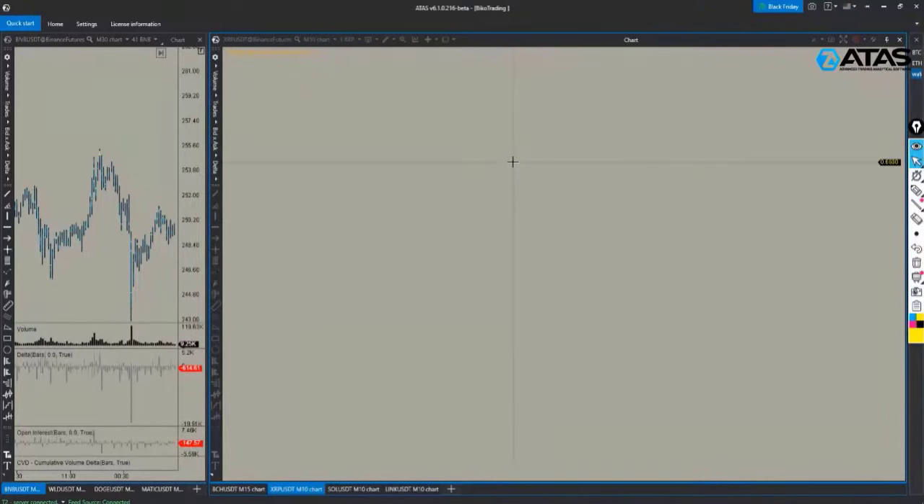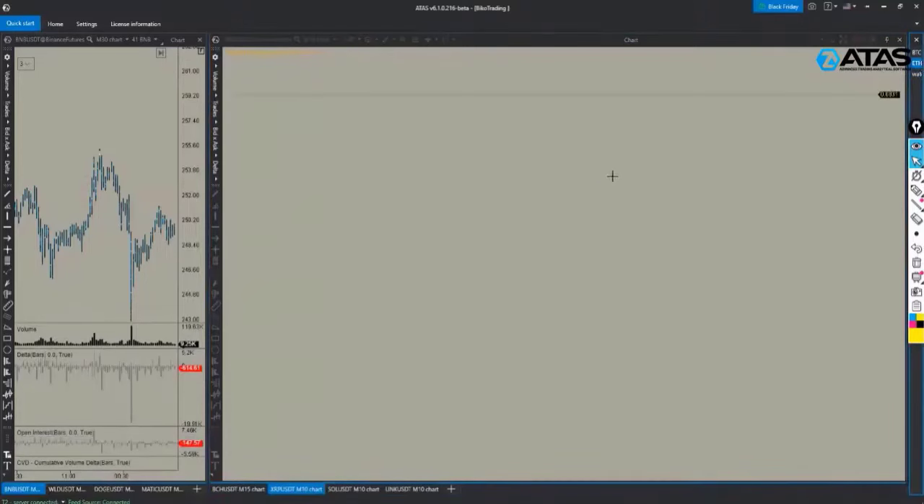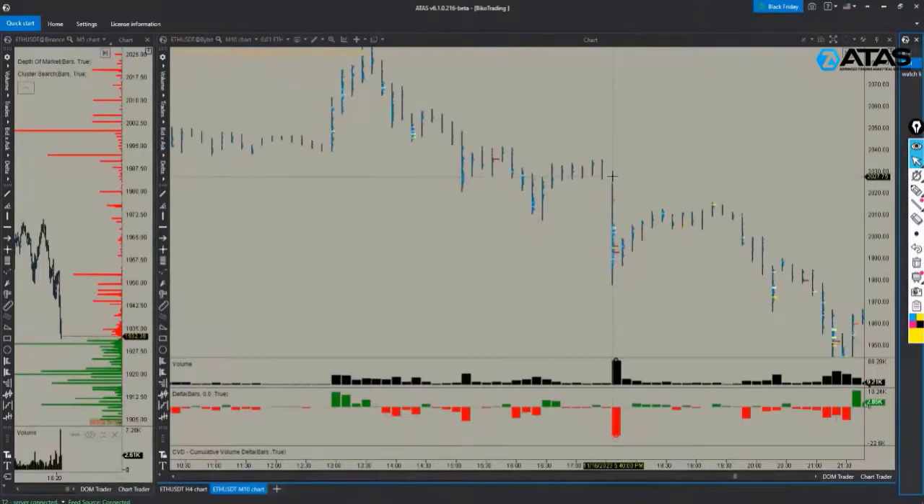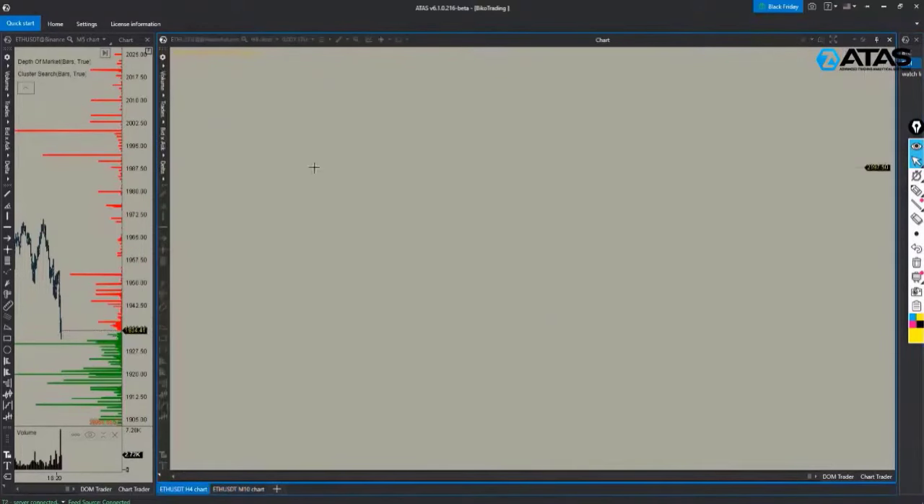Okay, let me reply to this. Sometimes I see a big red delta and the price does not bounce. Why is it? Because, once more, as I told you, it must be in a proper place. If you look for delta in the middle of a range, in the middle of nothing, that stuff won't help you. Significant delta must appear in a proper place.